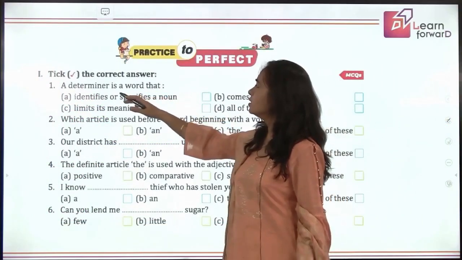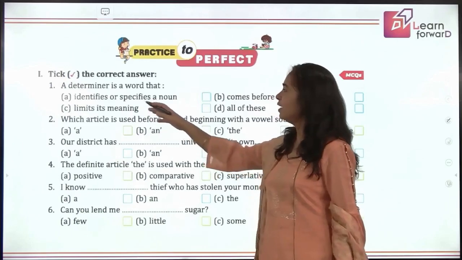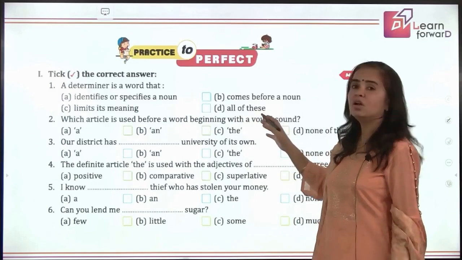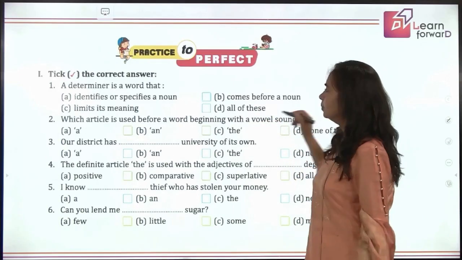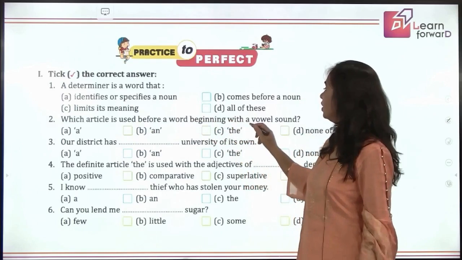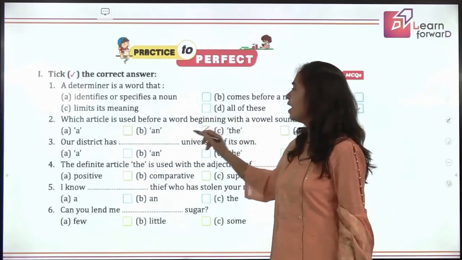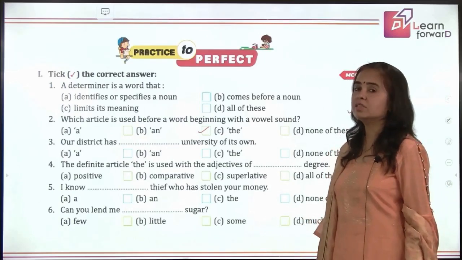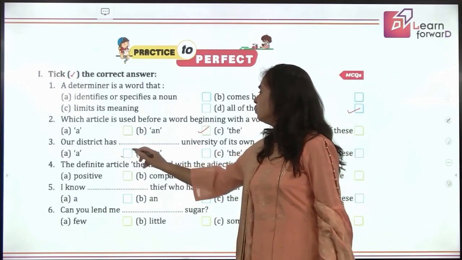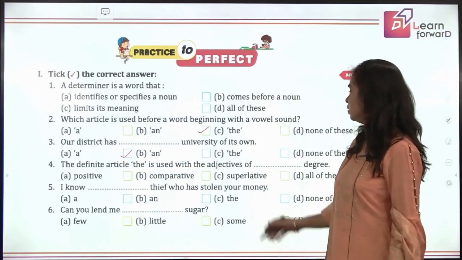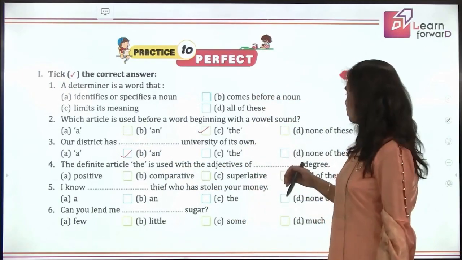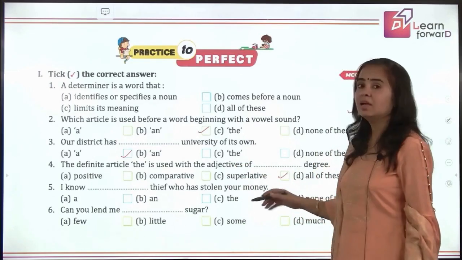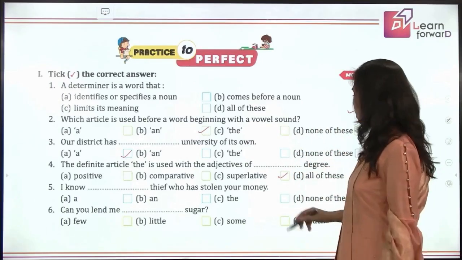Tick the correct answer. A determiner is a word that identifies or specifies a noun, comes before a noun, limits its meaning, and all of these. Of course, all of these. Which article is used before a word beginning with a vowel sound? Yes, you are right. And our district has dash university of its own, U sound. It's not a vowel sound. So, a university. The definite article the is used with the adjective of which degree? Superlative. Perfect. I know dash thief who has stolen your money. You know the thief. That means you are talking about a particular one.